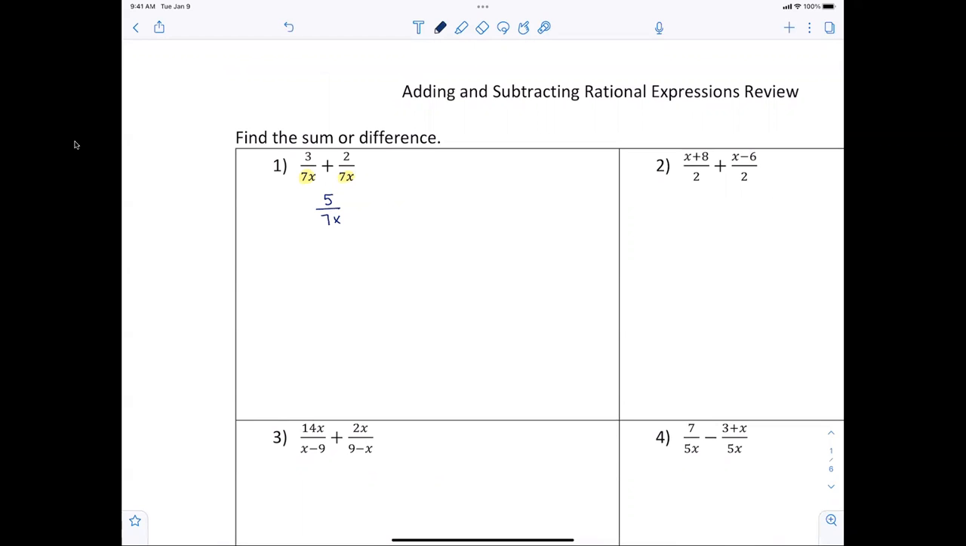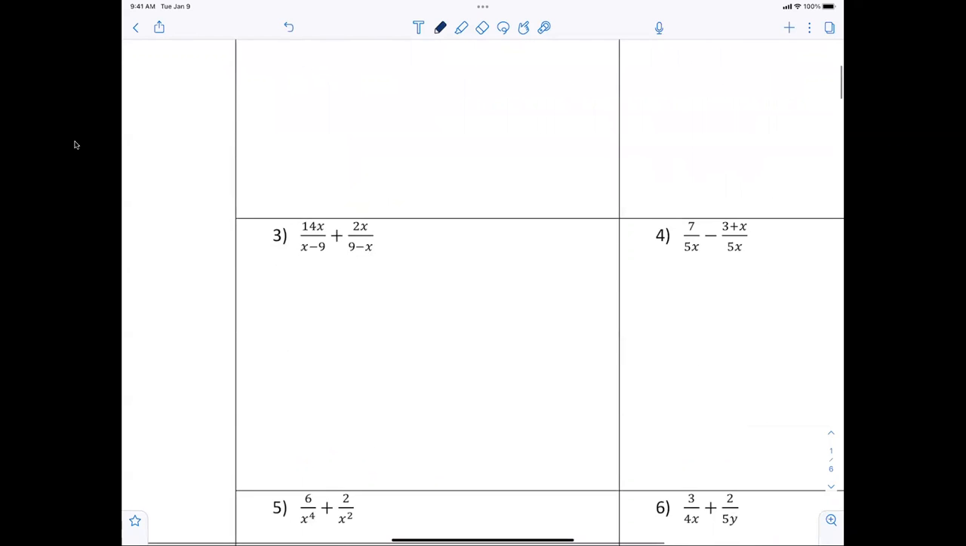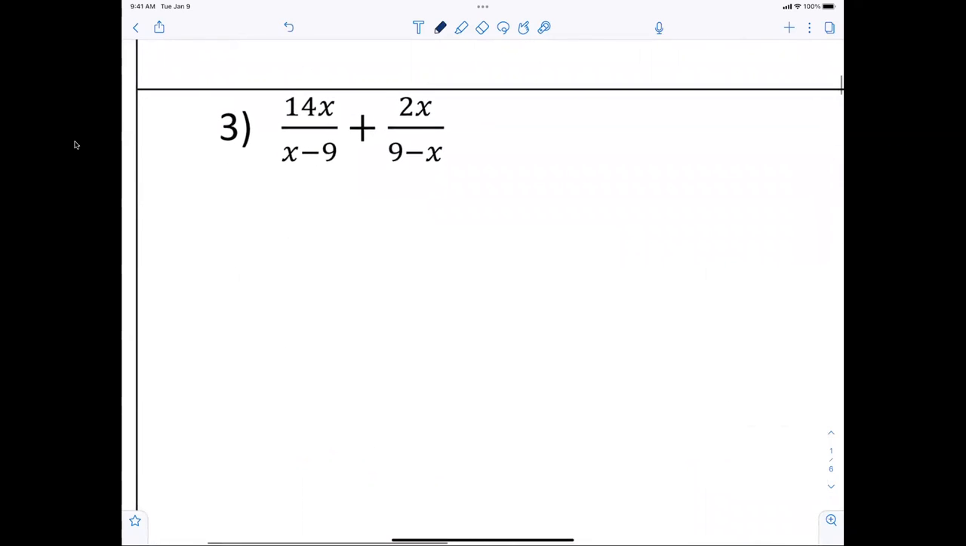Let's take a look now at number 3. Are they almost common denominators? Right, they are almost common denominators because x minus 9 is almost the same as 9 minus x. All right, who remembers what? Yeah, that's right. You have to put a -1. So watch what I'm doing.